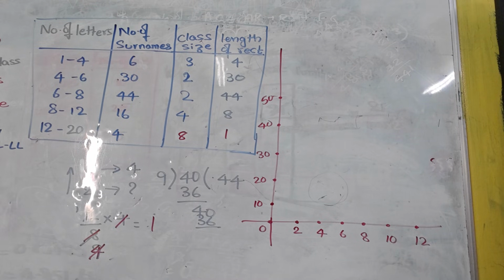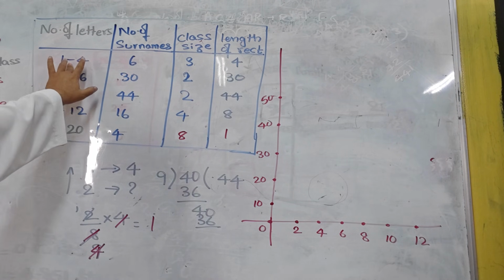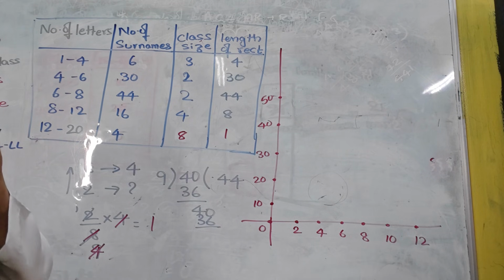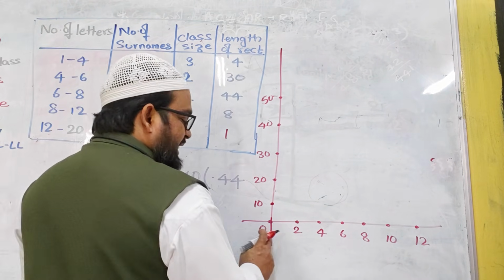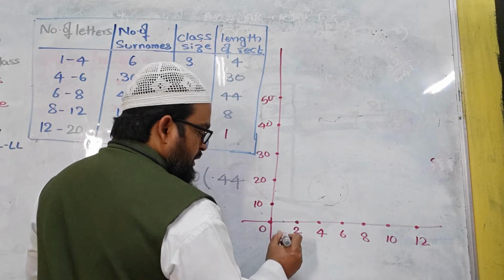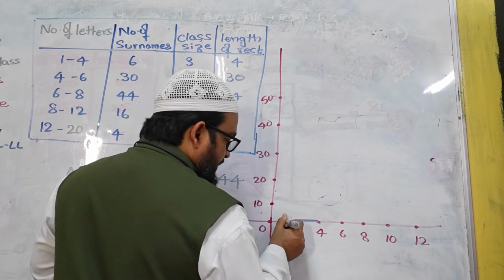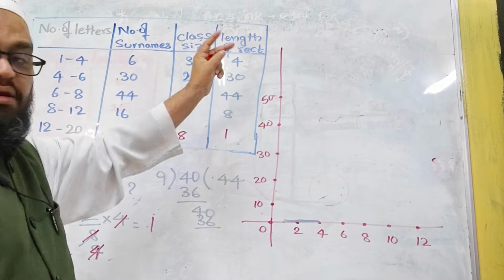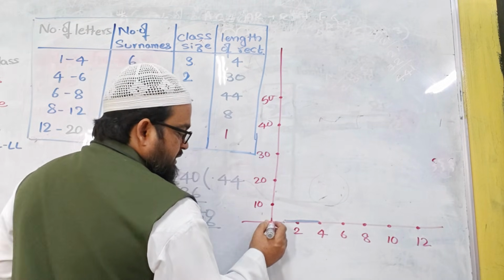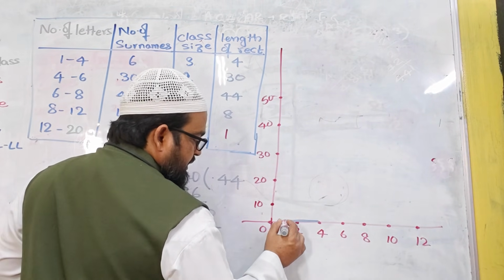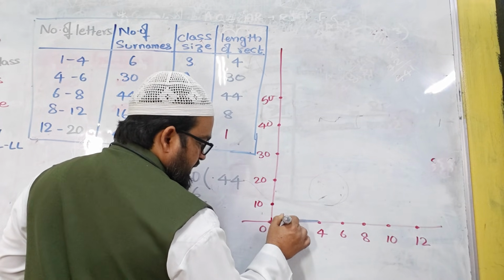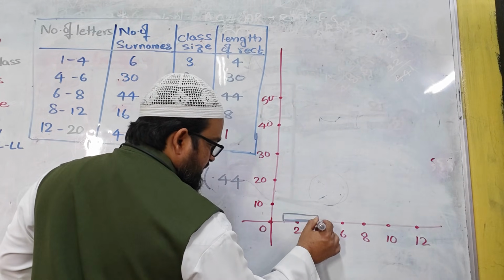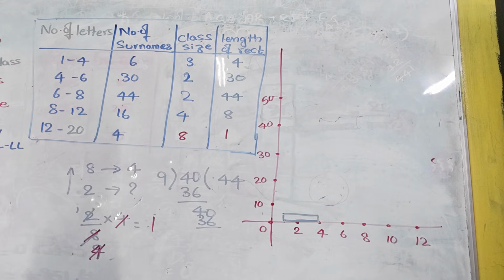Okay, now let us draw the graph. The first class is 1 to 4. My dear students, do you have 1 here? You don't have 1, so 1 is in between 0 and 2. Here 1 to 4 will be the base of the rectangle. And for 1 to 4, what is the length of the rectangle? 4. So this will be 5, and it will be a little above the next point on the graph. Okay, this is the rectangle.